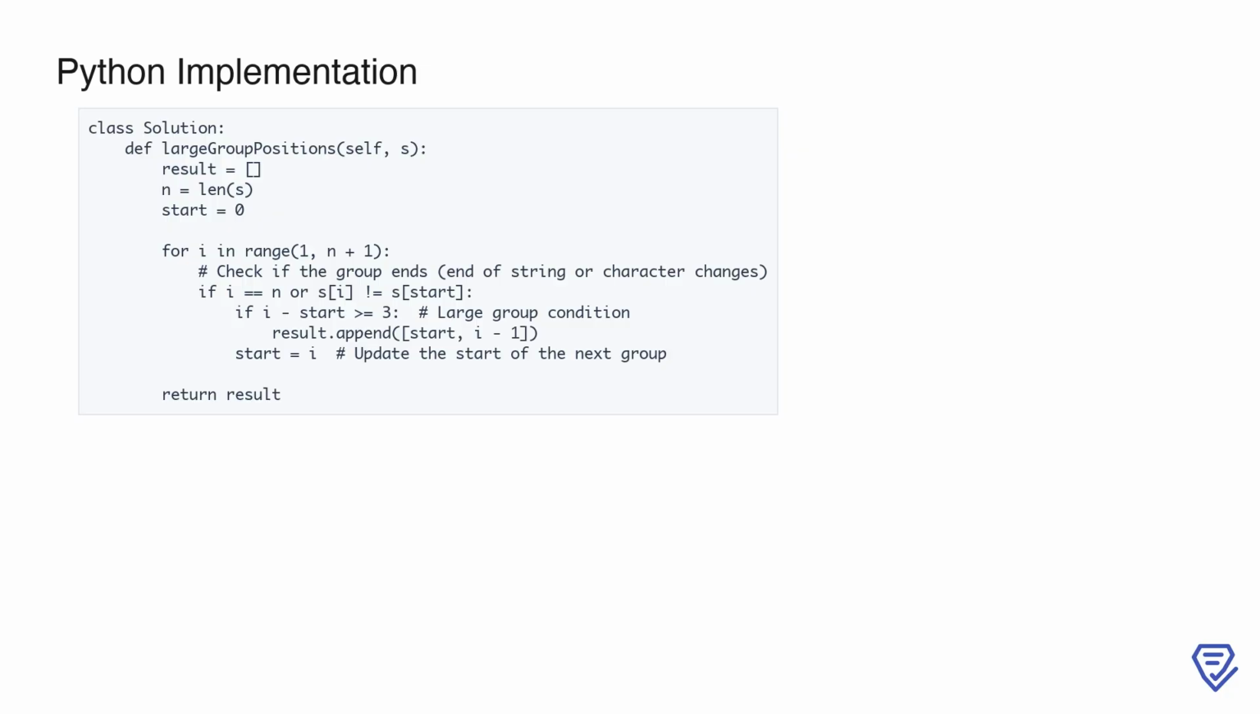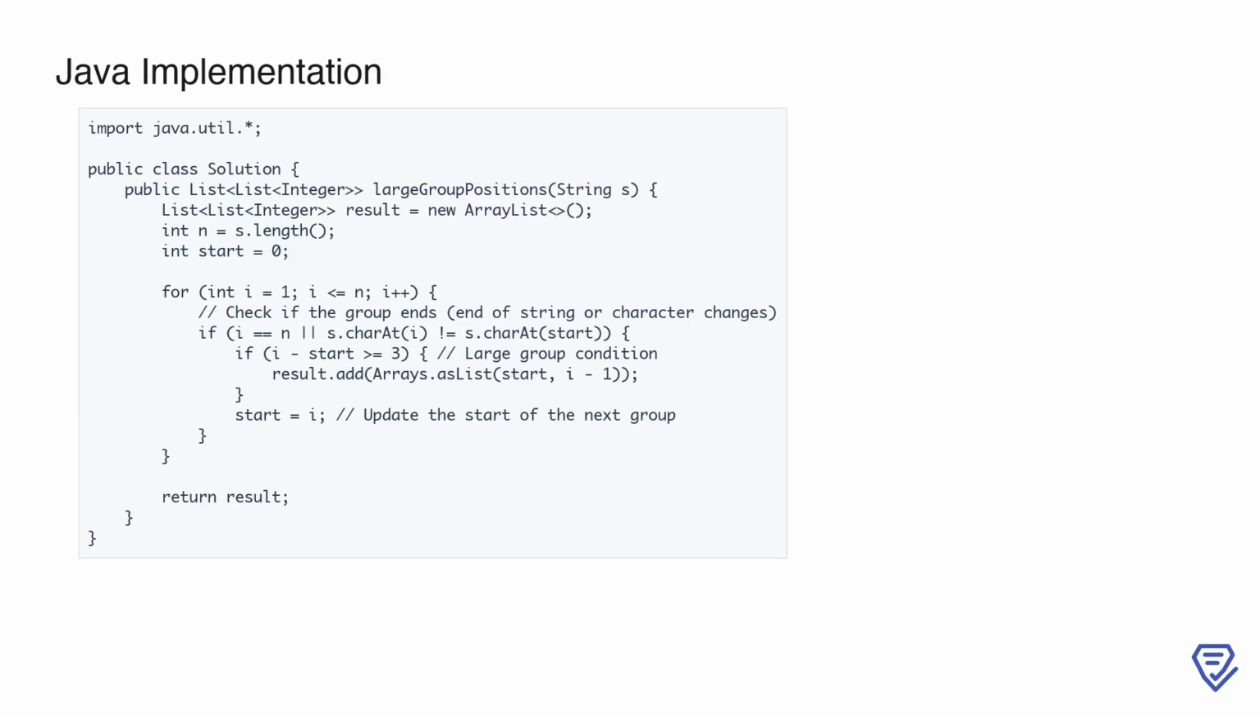This implementation handles edge cases like strings with no large groups, strings consisting entirely of one character, and empty strings efficiently. It minimizes space usage by only maintaining the list of results and a few pointers, ensuring the solution is both clean and efficient. This is the Java implementation of LeetCode problem number 830, positions of large groups.